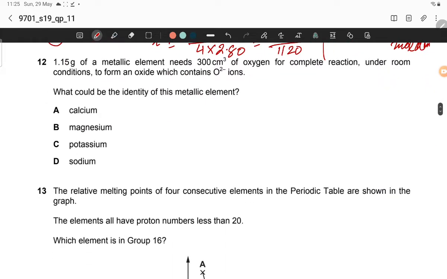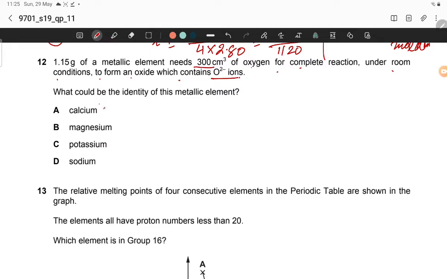Question number 12. 1.15 gram of a metallic element needs 300 centimeter cube of oxygen for the complete reaction under room conditions to form an oxide which contains O2 minus ions. What could be the identity of this metallic element?